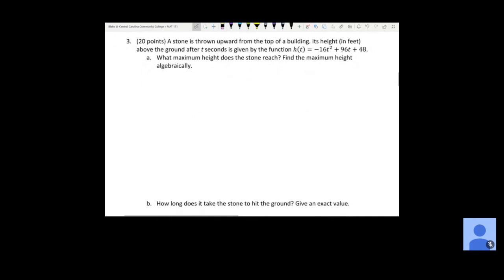All right, number 3. You have a stone is thrown upward from the top of a building. Its height in feet above the ground after t seconds is given by the function -16t squared plus 96t plus 48. We want to know the maximum height that the stone reaches, and we're going to find it algebraically, right? So that just means don't just put it in Desmos, right? If you want to use Desmos to check yourself, that's fine, right? But we need to see the algebraic process to actually get to that maximum. So how could we find the maximum height this time?